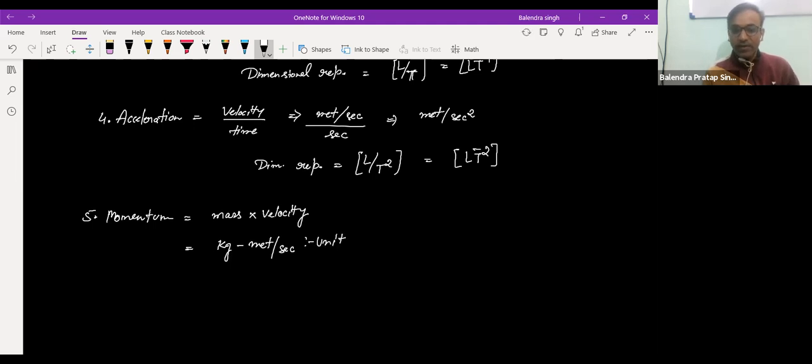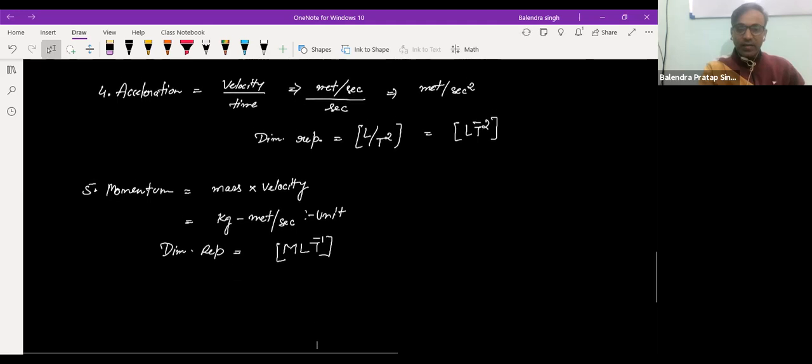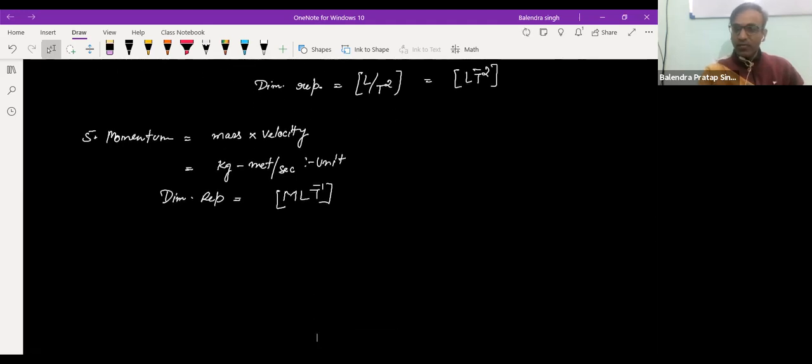And what is the dimensional representation? Dimensional representation of this momentum is: kilogram is mass, capital M; meter is length, capital L; and second is T, divided by T. So it's LT minus 1, MLT minus 1. Okay, momentum. Clear? If you have any doubt, then you can ask any question anytime.